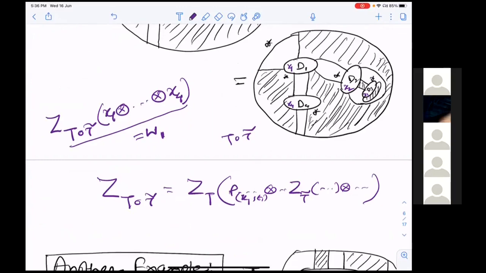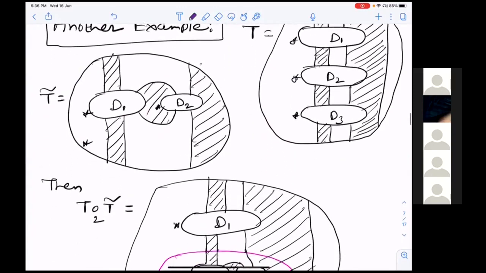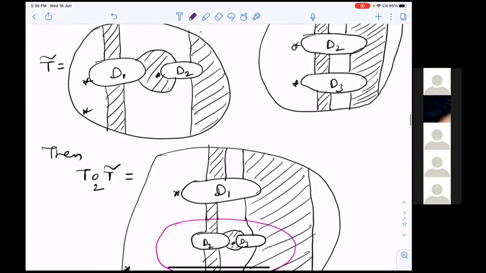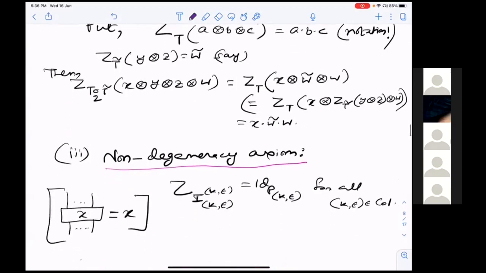This is the substitution action. Here I have drawn another example of T circle T tilde. And so let me not do this. And this is the last axiom, the non-degeneracy axiom.